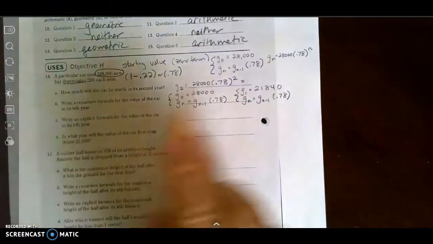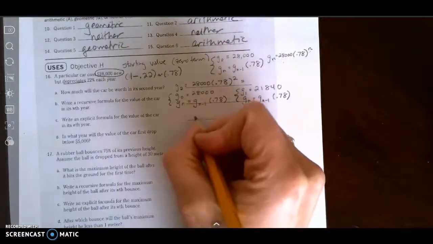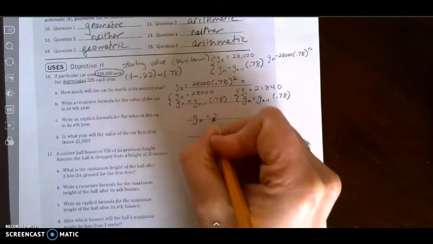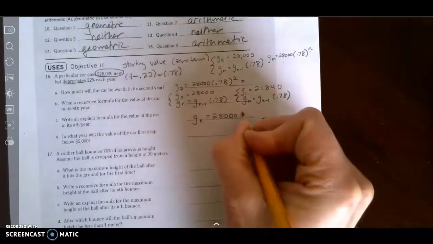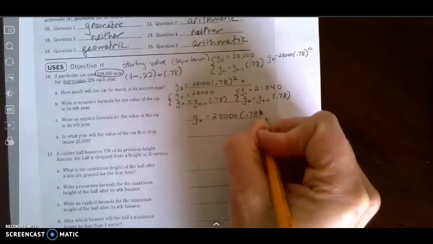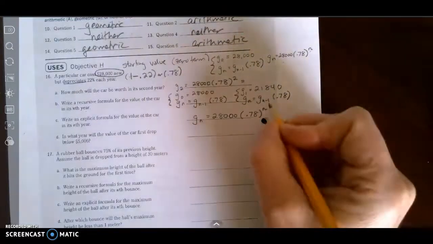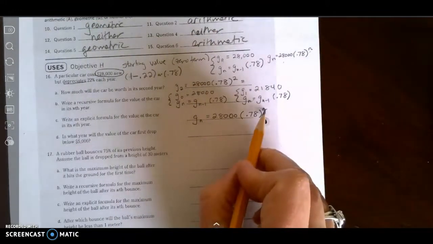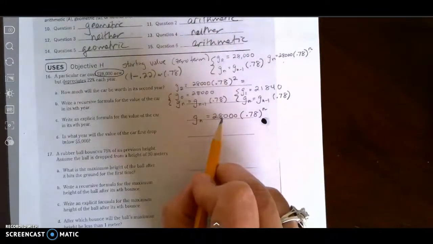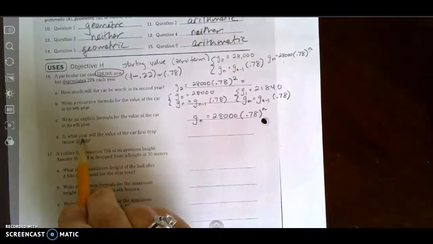Write an explicit formula. That's the one that I wrote here. G sub n is 28,000 times 0.78 to the n. Not to the n minus 1, because this is the zero term. In what year will the value of the car first drop below 5,000?